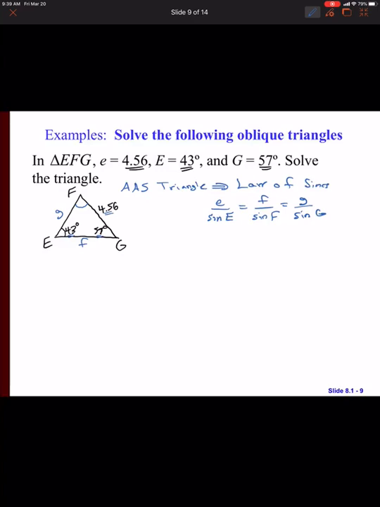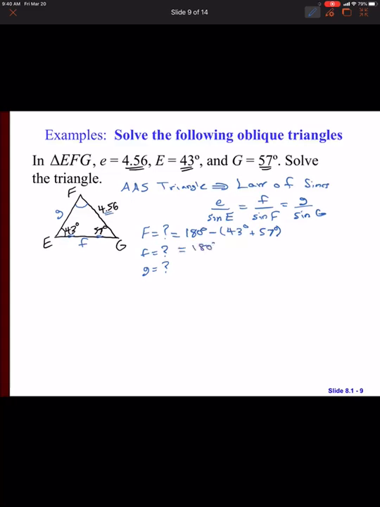Now the first thing we'll do, right, we need, of course, angle F, right? We're going to then need to find sides f and g. Well, before we begin, let's go ahead and find the third angle. So we've got 2 of 3 angles given. Now we know in a triangle, any triangle, all 3 angles add up to 180 degrees. So angle F will be 180 degrees minus the sum of the other 2. So we have 43 plus 57 degrees.